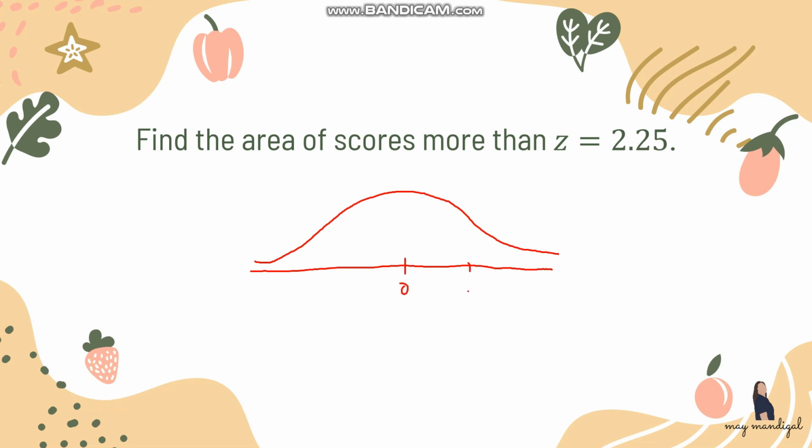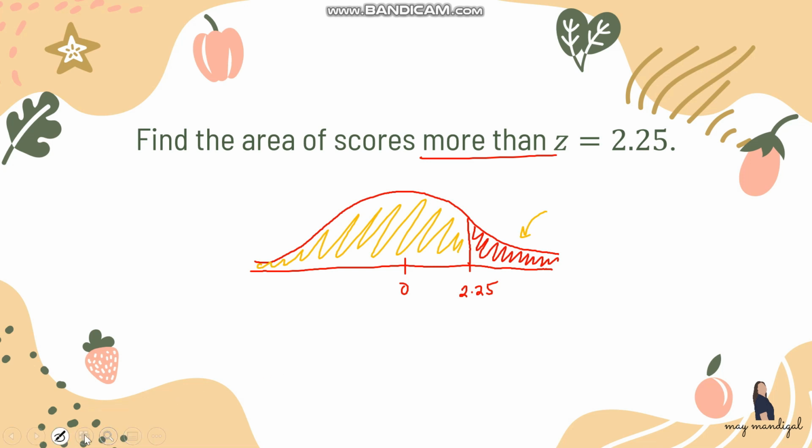So 0, 2.25. So here we have this one. Since this one now is more than, we want to identify the area of the scores more than the given z-score. That means we are looking at the right side of our z-score. So that is what we want to identify. But again, take note, in our z-table, if you look at the values there, it will only give you the area to the left of the z-score, which is this area, this one right here.